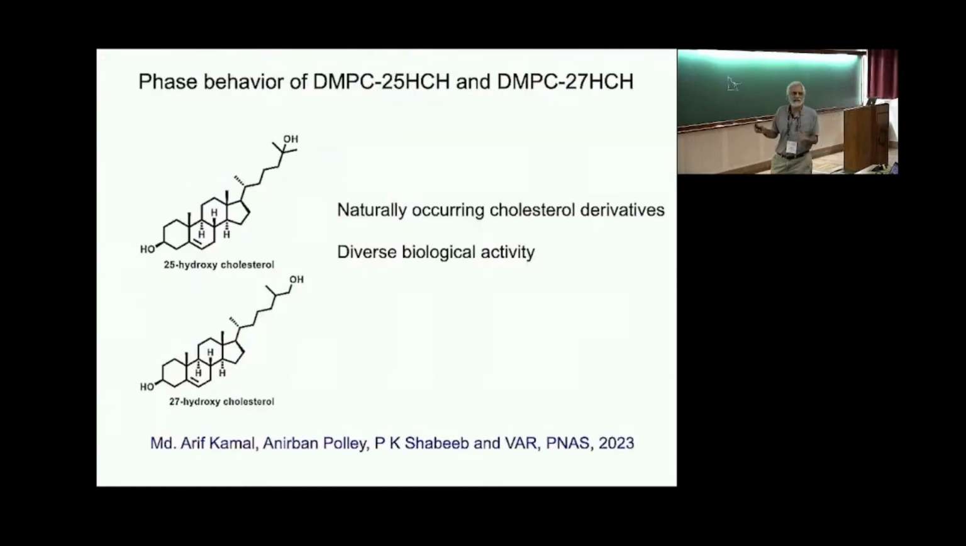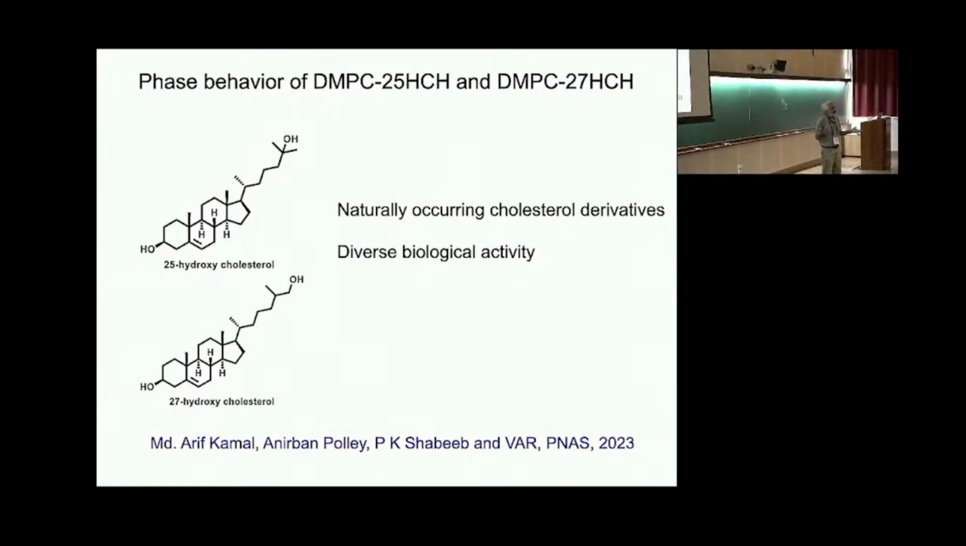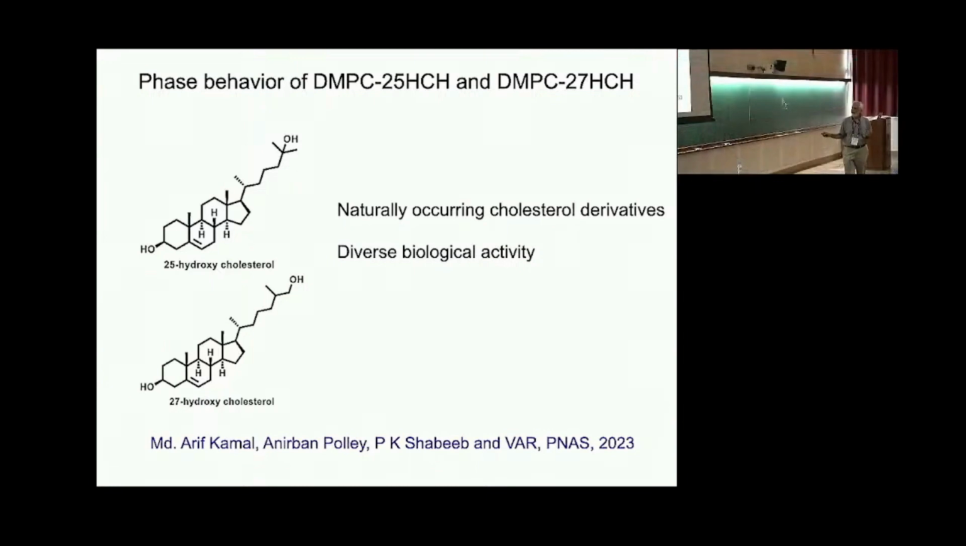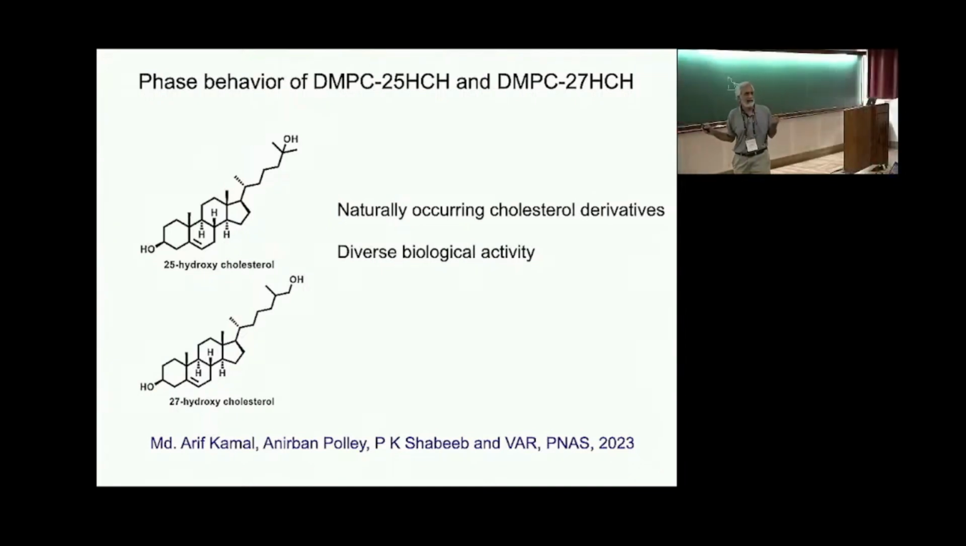So we looked at a few other lipid systems to see whether one could see coexistence in any of these. Most of the sterols, which are derivatives of cholesterol, or other sterols which are present in plants and things like that, all show a phase behavior very similar to cholesterol, almost identical actually. However, we found two naturally occurring cholesterol derivatives, the 25 and 27 oxysterols, which show a very different phase behavior from cholesterol. The difference compared to cholesterol is that these have a second OH group at the tip of their tails.